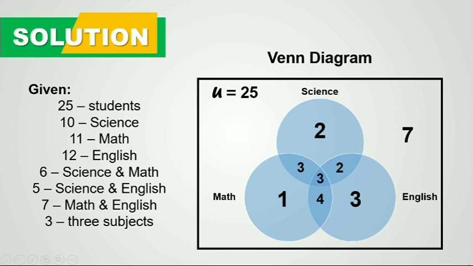Alright, so therefore we could now answer the questions of the given word problem. So how many students like English only? So it's 3. For science, it's 2. For math only, it's 1. And then the number of students who do not like any of the 3 subjects, it's 7.